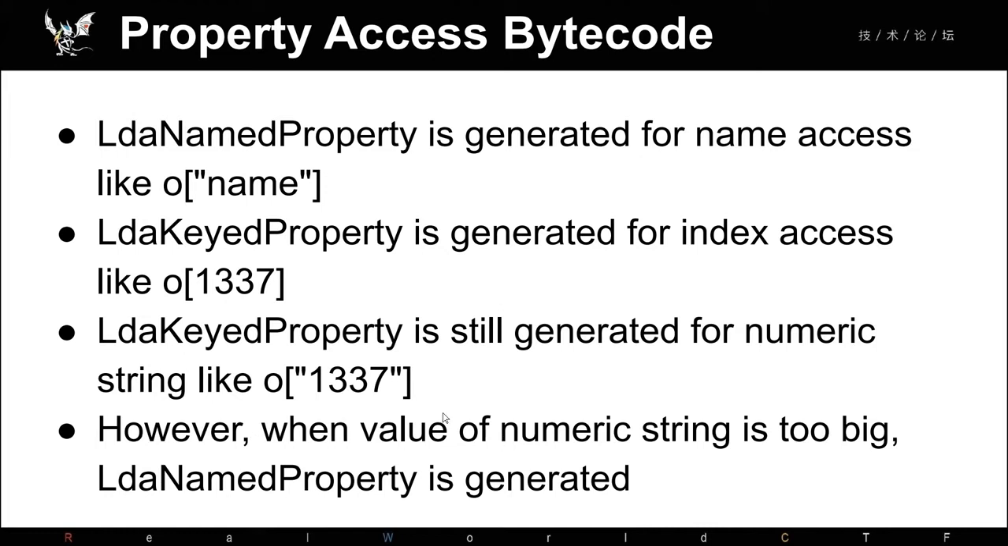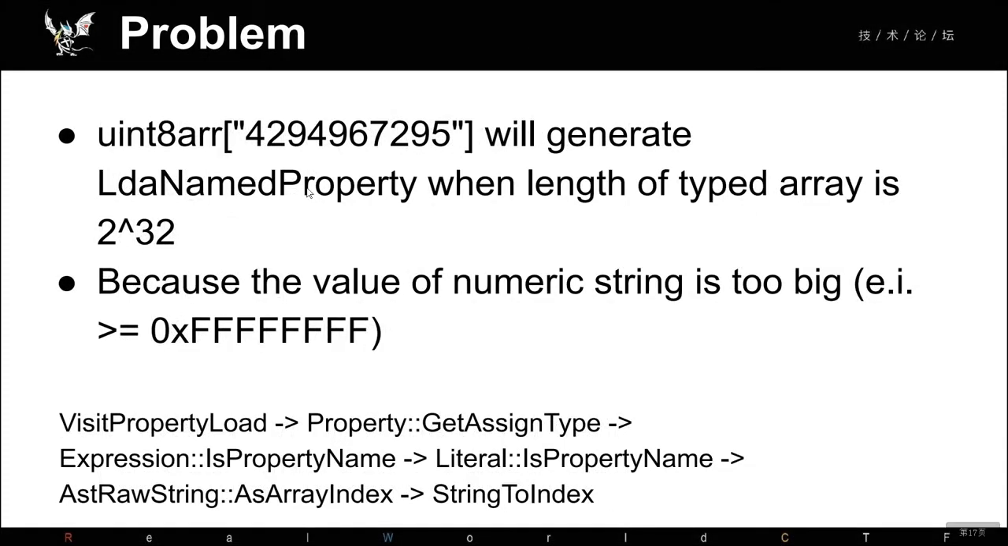However, when the value of the numeric string is too big, LdaNamedProperty is generated. For example, when the value is larger than 2 to the power of 32 minus 1, it will generate LdaNamedProperty. So the access that causes the vulnerability will generate LdaNamedProperty, and this is the call chain that causes this bytecode to be generated.